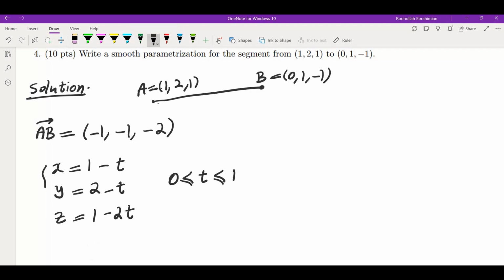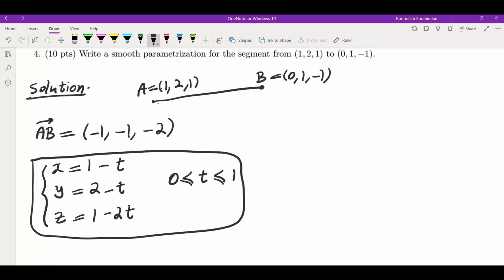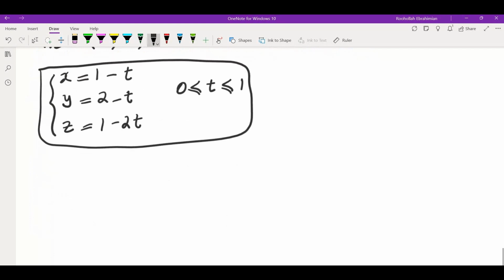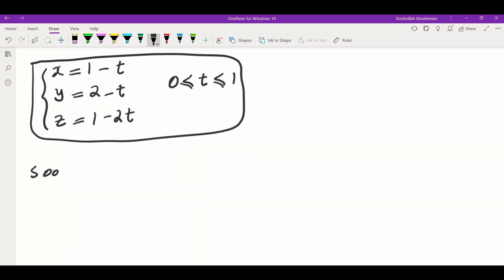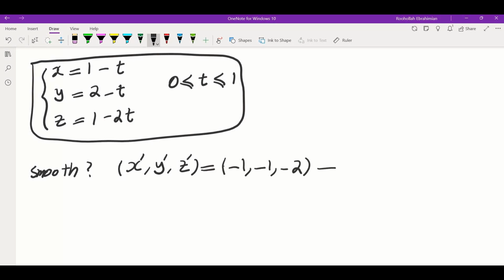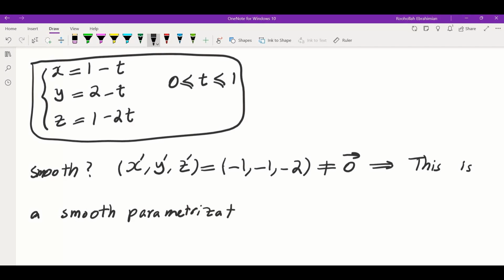Now, the question was not to find the parameterization, the question was to find a smooth parameterization. So we'll have to see if in fact this is smooth. So let's look at the smoothness of this curve. So what we do is we're going to take x prime, y prime, z prime, and we're going to see if that is in fact 0. So the derivative is -1, -1, -2, which of course is not 0. So that means this is a smooth parameterization. So that's in fact the final answer.